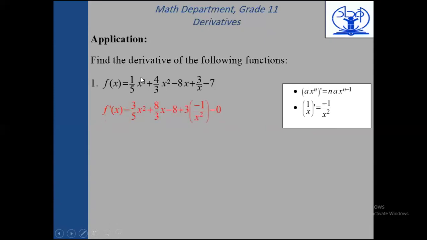So for its derivative, you drop this 3 and you subtract 1 from the power. This is 4 over 3 x squared. You drop this 2, it will be 8 over 3 x. 8x is 8. 3 over x is nothing but 3 times 1 over x, so it remains as 3 times the derivative of 1 over x, which is minus 1 over x squared, and clearly the derivative of 7 alone as a constant is 0. You can simplify a bit.